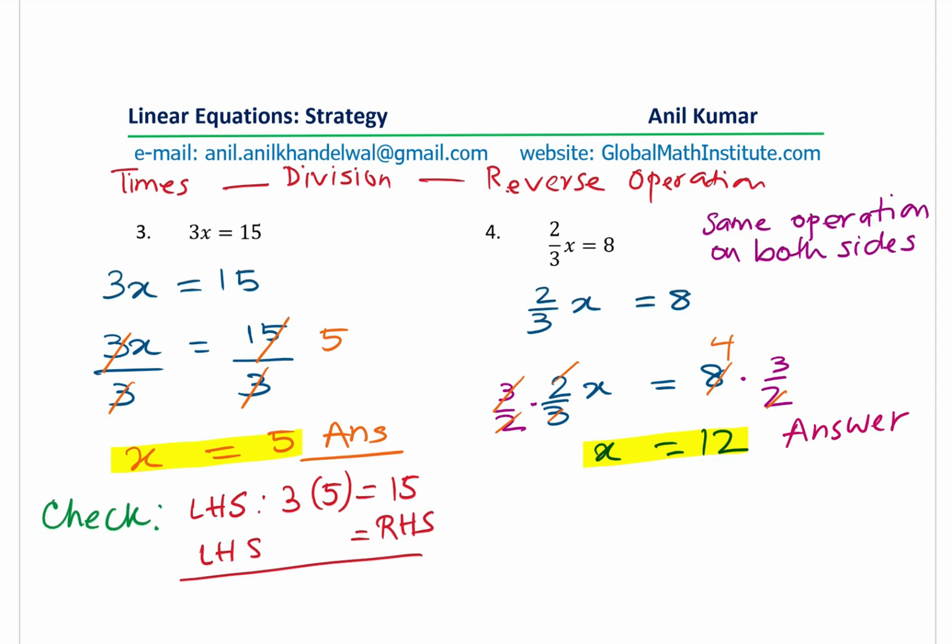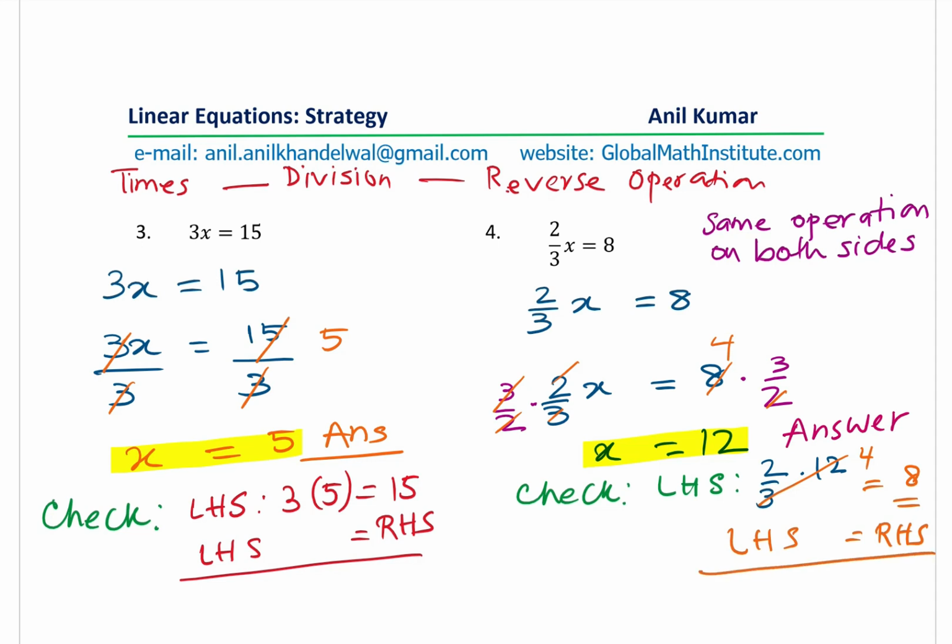Correct? So we have done the first part of the question. Now we need to check our result. To check, on the left hand side, we'll substitute the value of x, which is 12. So we have 2 over 3 times 12. And when you multiply, you get 4 times 2, which is 8. And this is equal to the right hand side. So we have again shown that the left hand side is the same as the right hand side, and therefore the solution is correct. Perfect?